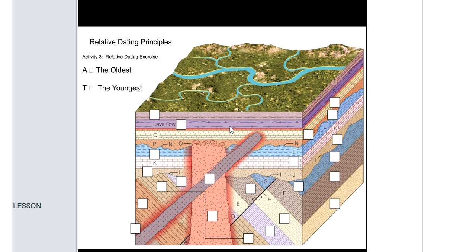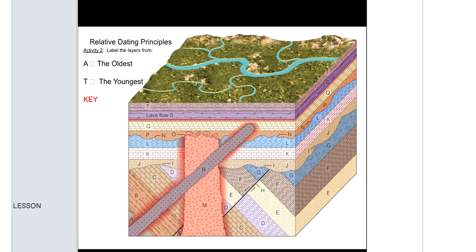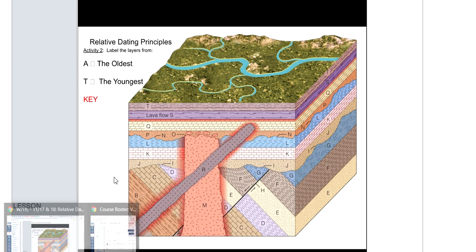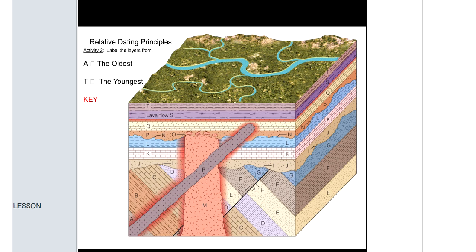Then you have this purple lava flow layer. And then you have this top layer here. And that should be it. So here is your lettering, your key for the order here.